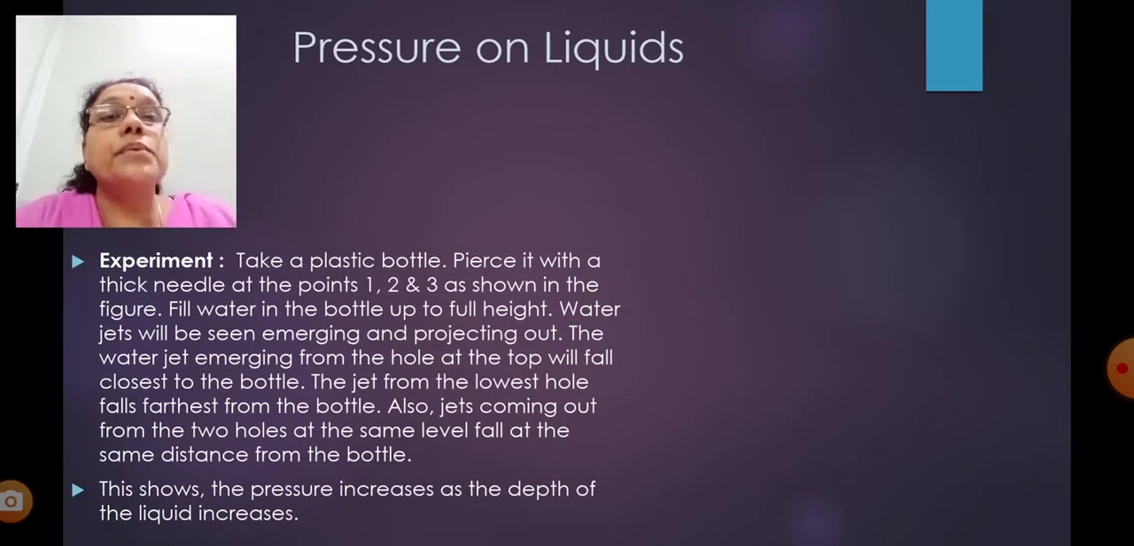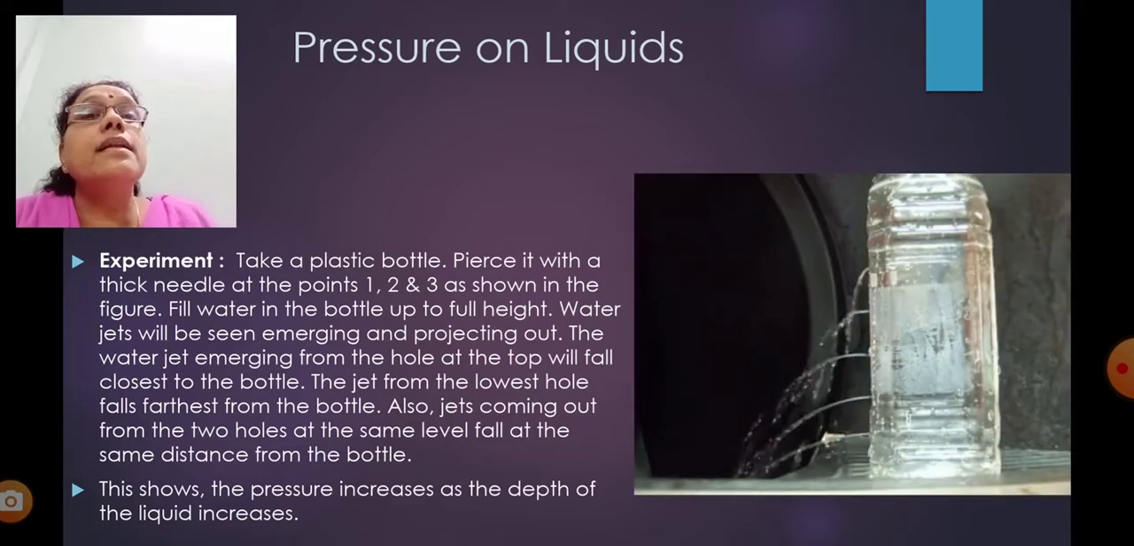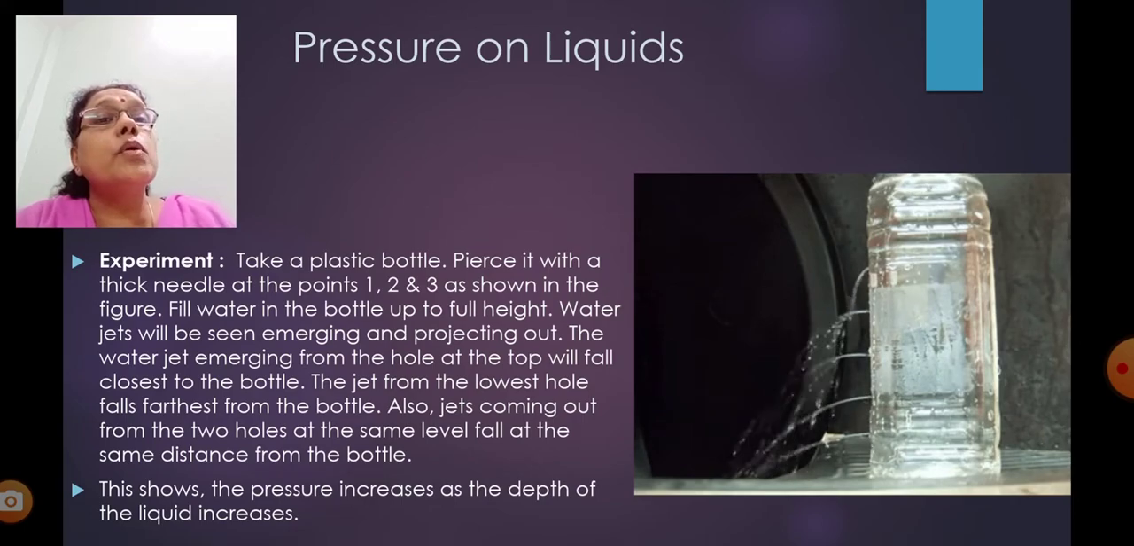Pressure on liquids. One activity or experiment is given. Take a plastic bottle, pierce it with a thick needle at the points 1, 2, 3, 4, 5. 5 or 6 holes you can put as shown in the figure. Fill water in the bottle up to full height. Water jets will be seen emerging and projecting out.